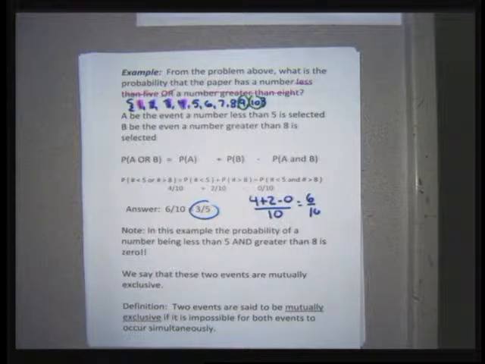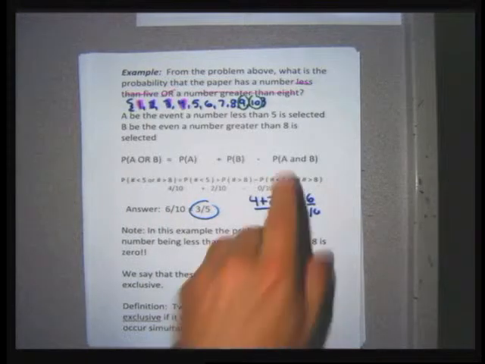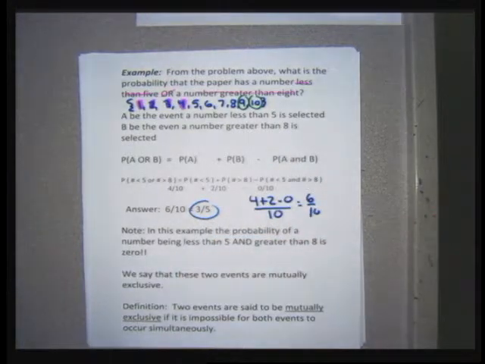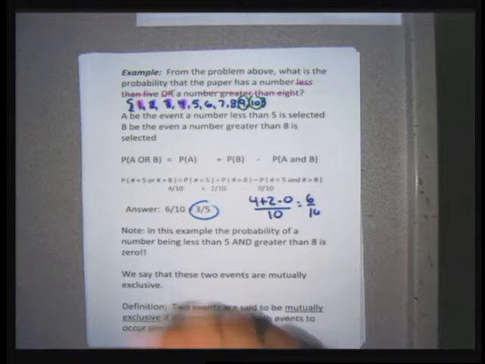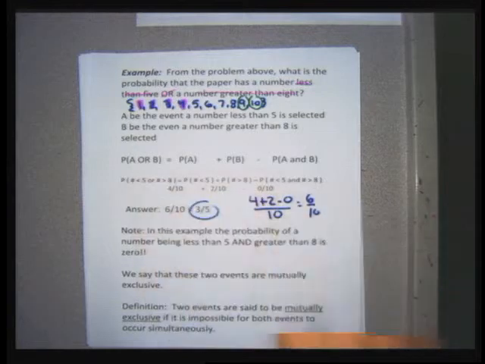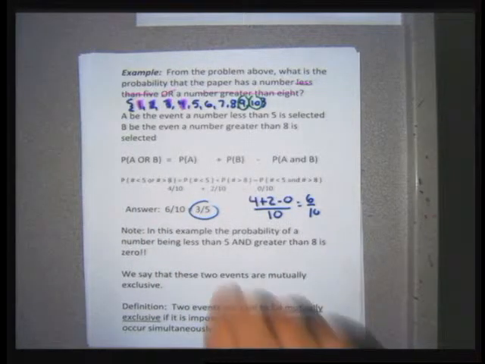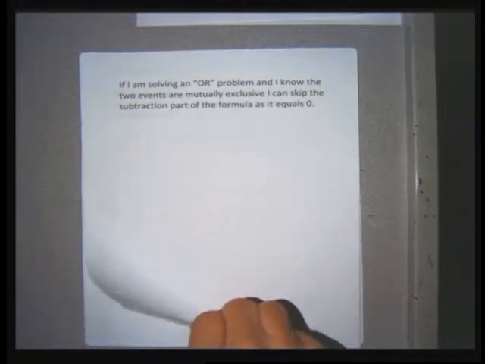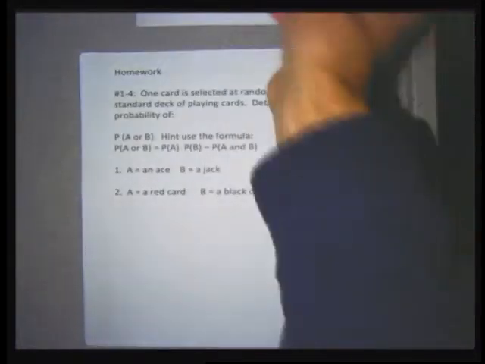And in mutually exclusive OR problems, you don't really have to do this piece because that piece is 0, but I'll ignore that as I do the problems, because the formula's going to work every time, and I don't have to worry about whether something's mutually exclusive or not. It'll come out as I do the problem. But when you are doing an or mutually exclusive problem, you don't have to do the subtraction part, but I'm going to do it anyways.